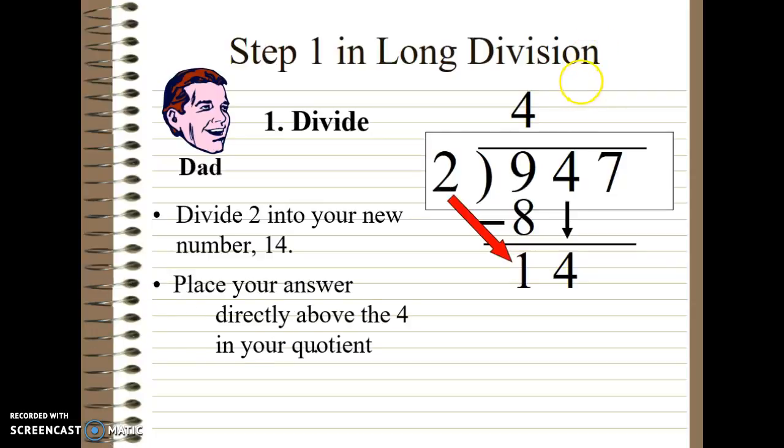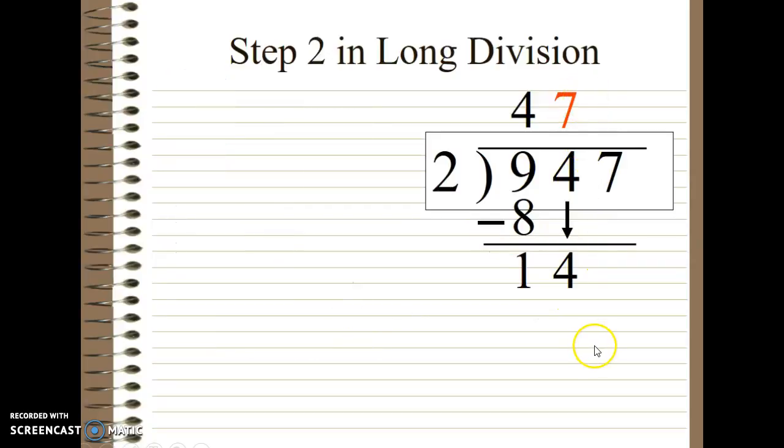I take that 7, or the 7 tally marks, and I place it directly above the number that I just divided into, the 14, which is in my quotient, and I'm now set for the next step in the process, which is Mom. Mom tells me to multiply. I multiply that second number that I just wrote in my quotient, 7, by the divisor 2.